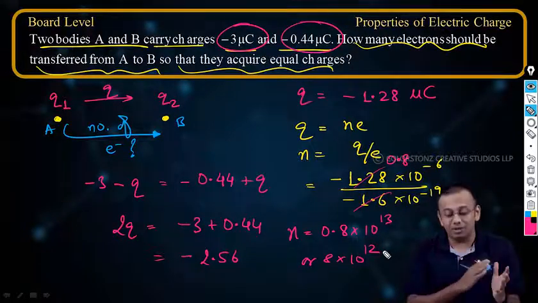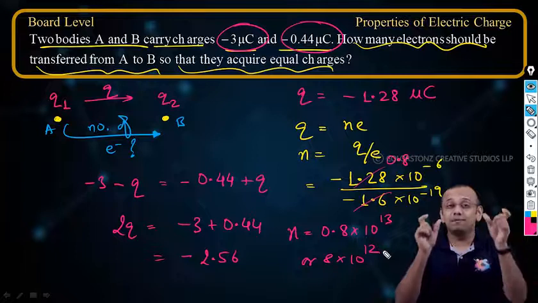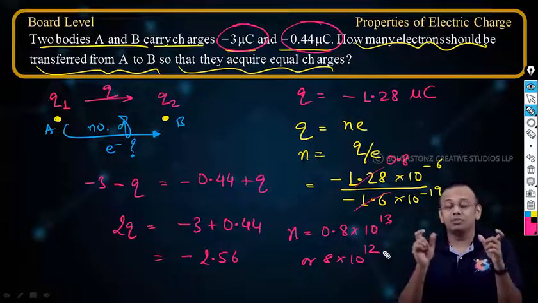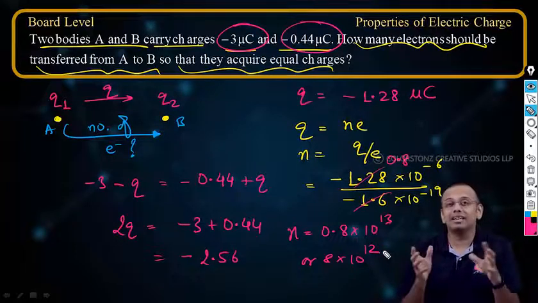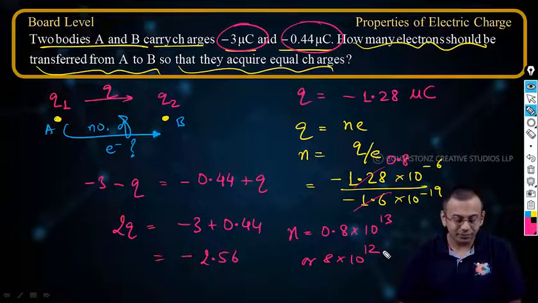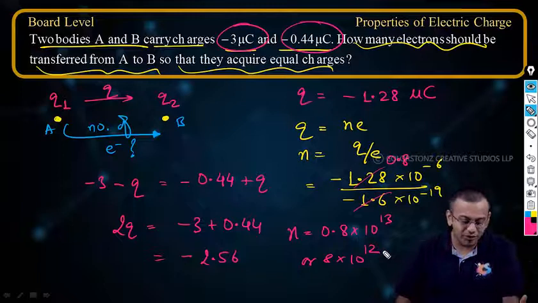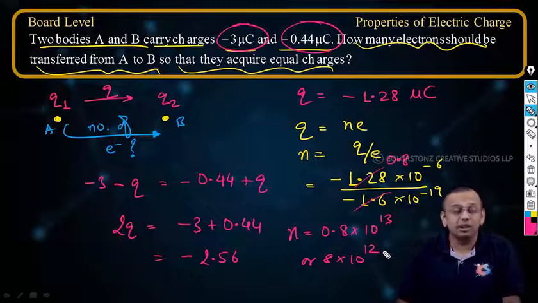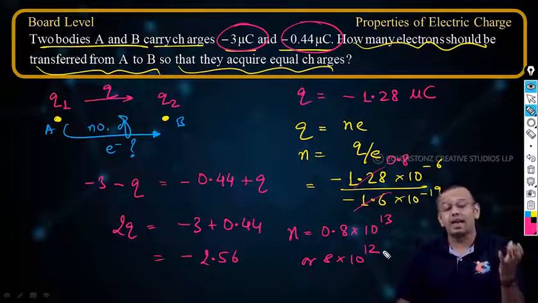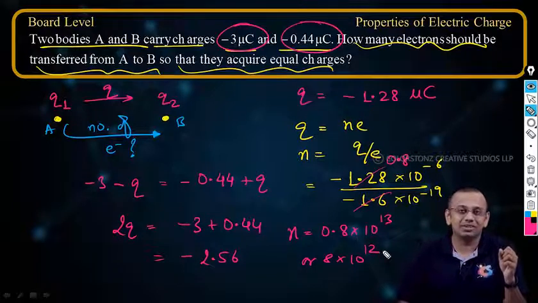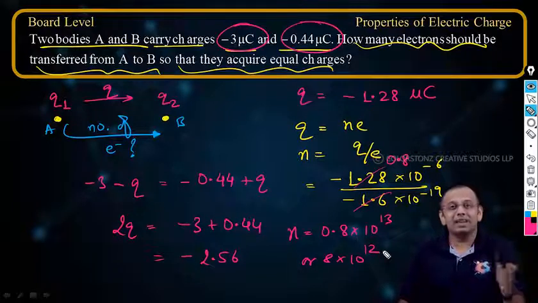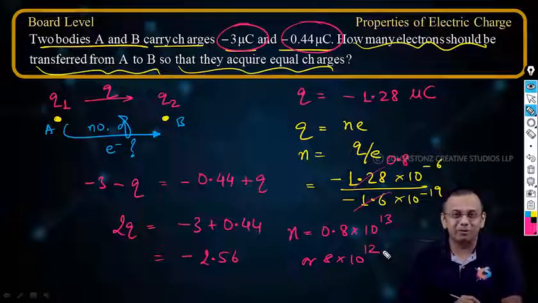These many electrons must be transferred so that the final charge on the bodies A and B is equal. All right. So this was the second question. Simple question again, based on conservation of charges as well as quantization of charges. All right. Let's go ahead and look at the next question now.